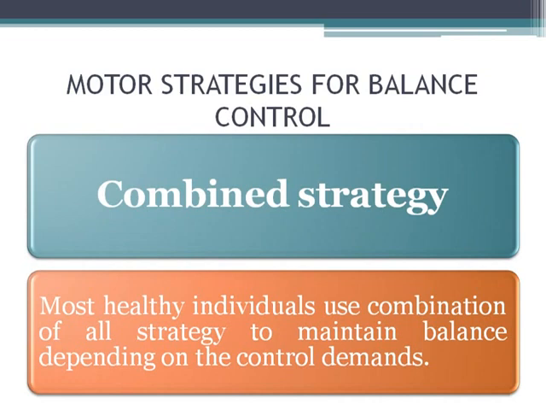Now sixth one is the combined strategy. Most healthy individuals use a combination of all strategies to maintain balance depending on the control demands. So if any one strategy is missing or impaired, it results in impaired balance. So these six strategies we use to maintain our balance, and all these strategies are equally important, like one and the other.